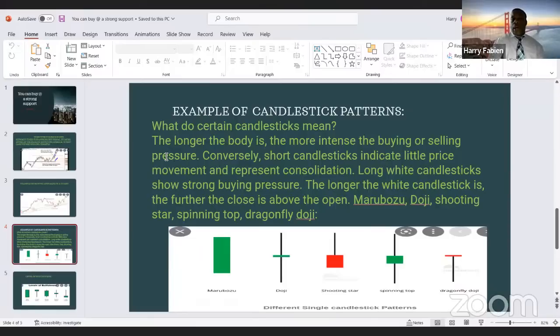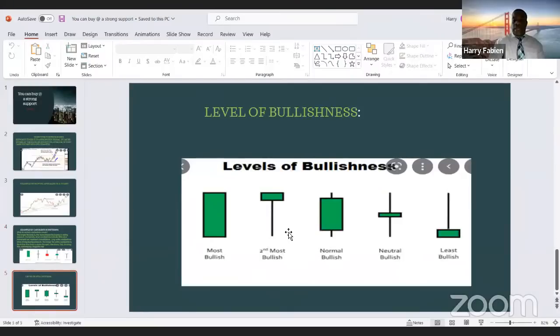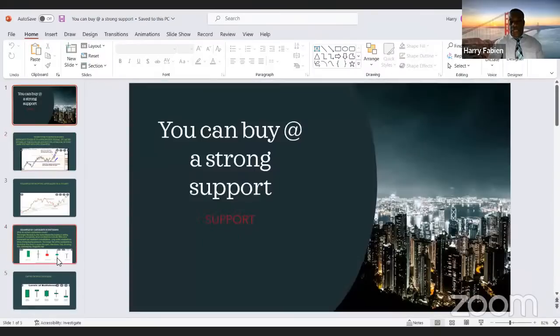We have the longer the body is, the more intense the buying or selling pressure. Conversely, a short candlestick indicates little price movement and represents consolidation. A long white candlestick shows strong buying pressure. The longer the white candlestick is, the further the close is from the open. I'll just give you some names of the candlesticks.